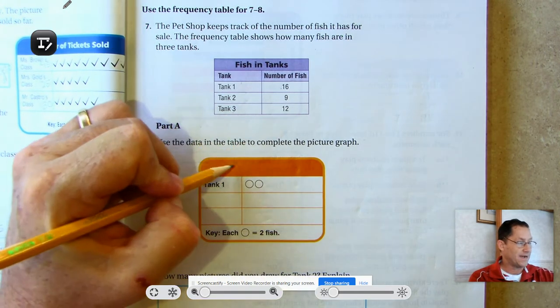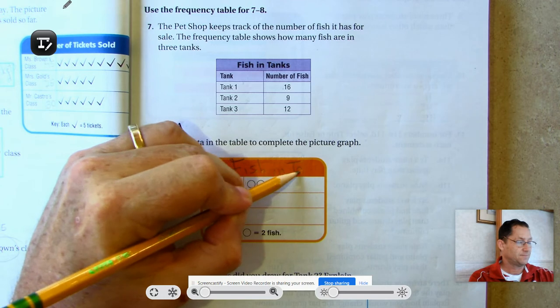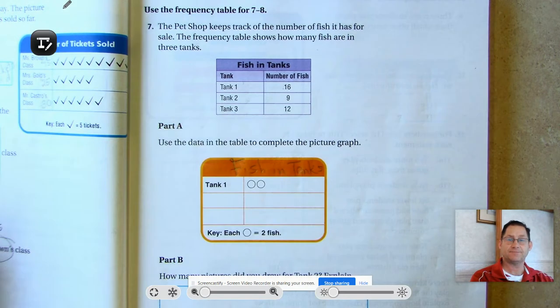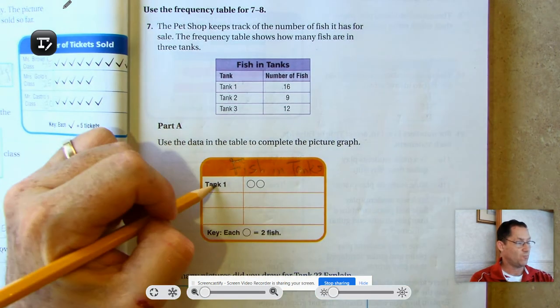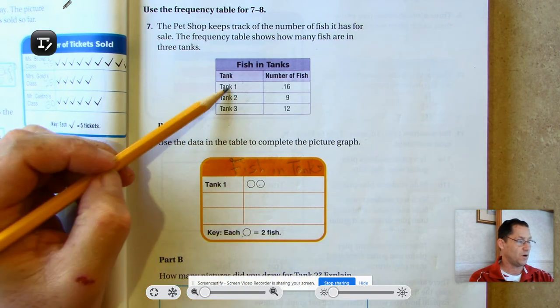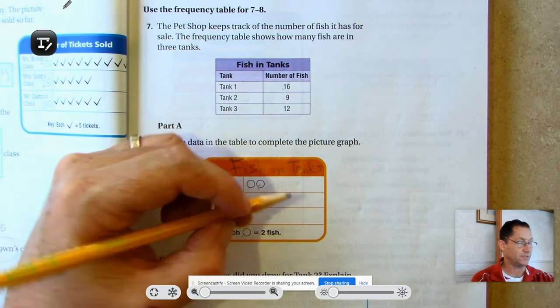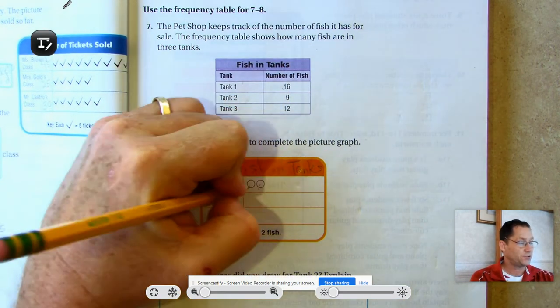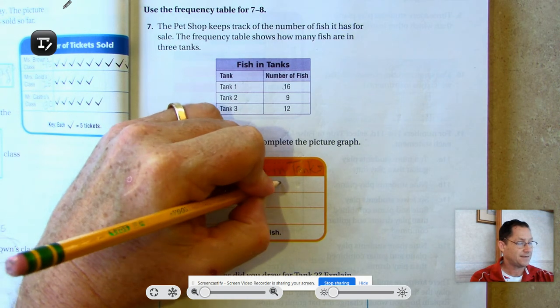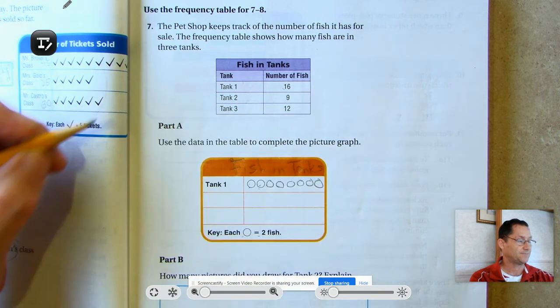Well, first off, we need a title. So fish in tanks. We see tank 1 has 2. Each circle is worth 2 fish. Does tank 1 only have 4 fish? No, so we have to keep adding till we get to 16. We're going to skip count by 2s. 2, 4, 6, 8, 10, 12, 14, 16.